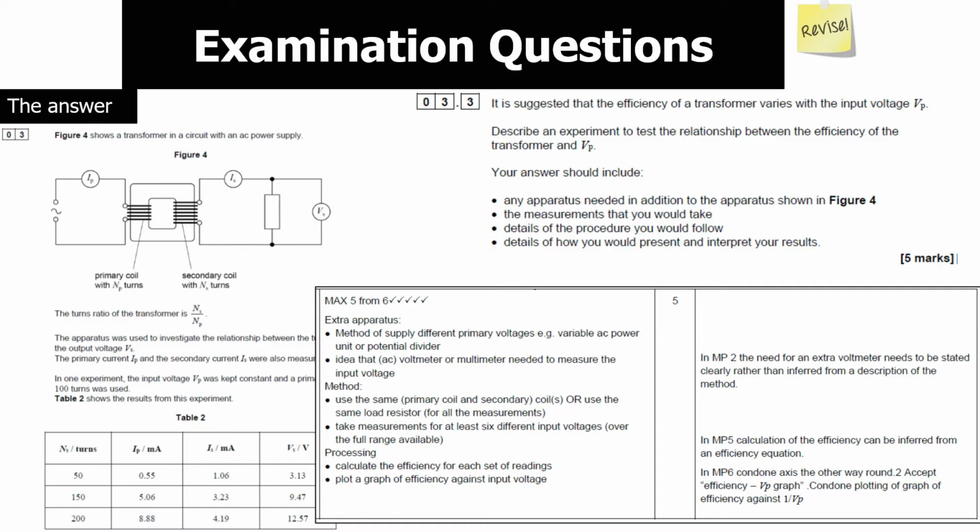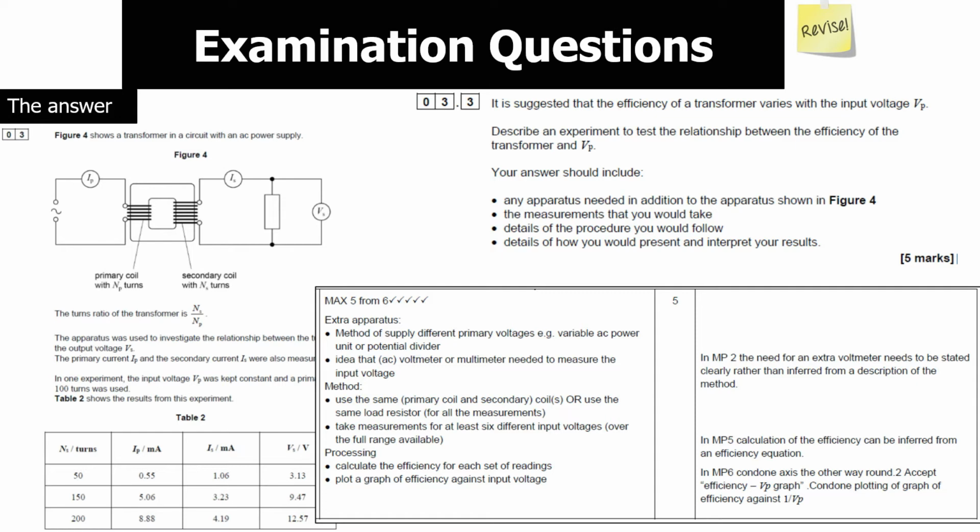And then how you process the results is you'd calculate the efficiency for each set of values. How do you do that? You do the secondary power, which is Vs times Is, divided by the primary power, which is Vp times Ip, and then finally you're looking to see how the efficiency and Vp link to each other. So therefore you plot the efficiency that you just worked out against Vp.